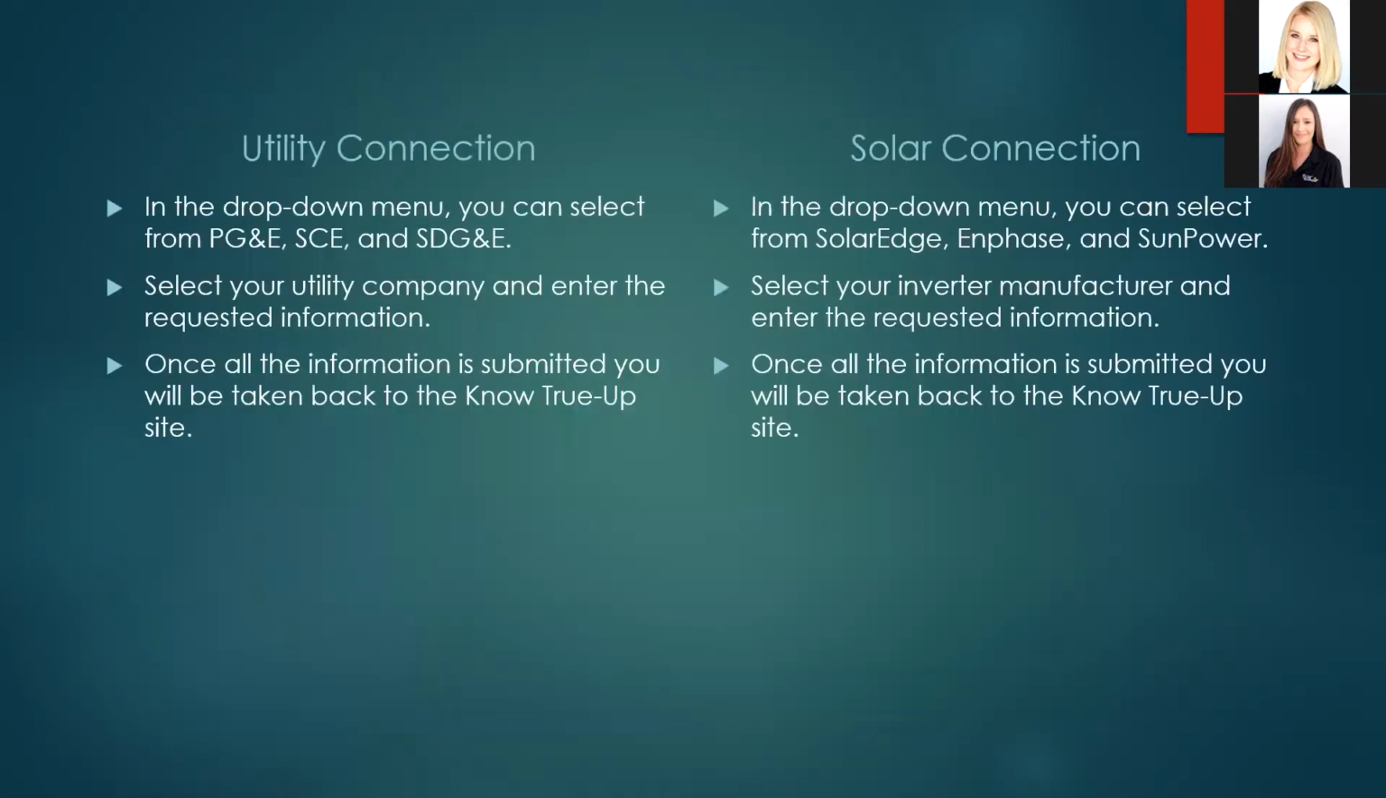In the utility connection drop-down menu, you can select either PG&E, Southern Cal Edison, or SDG&E. We do not currently have access to any of the other utility companies, but these are the ones that we can support at this time. You can select your company and enter the requested information that they will ask you for. Once everything is submitted, you will know you are done because it will bring you back to the No True Up site.